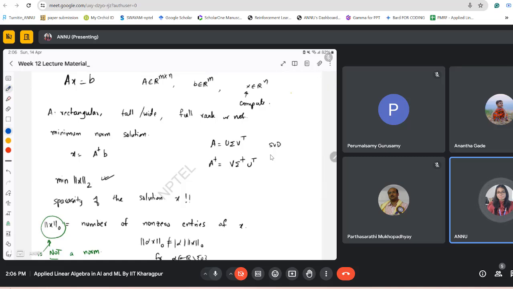So in the last class we saw some of the problems related to week 11, and if you remember, we also saw this Markov chain and page rank algorithms.